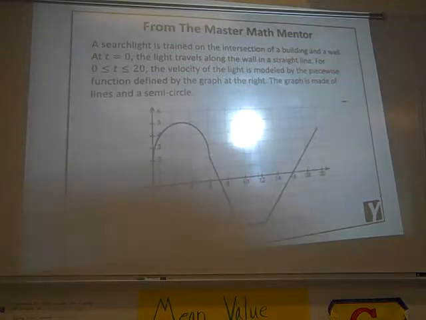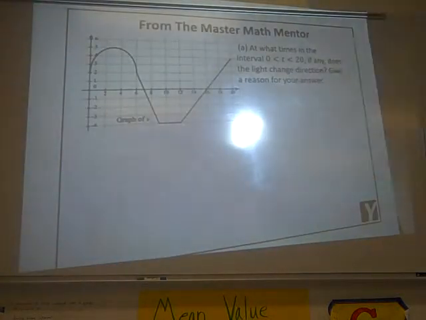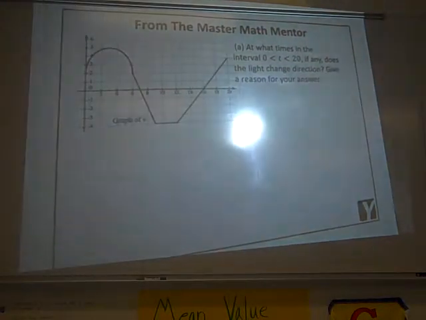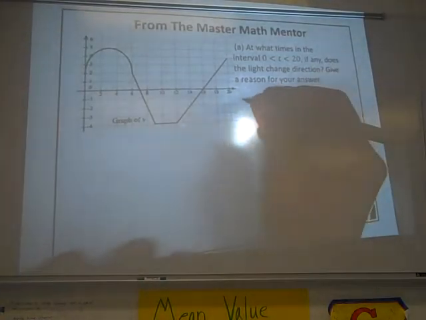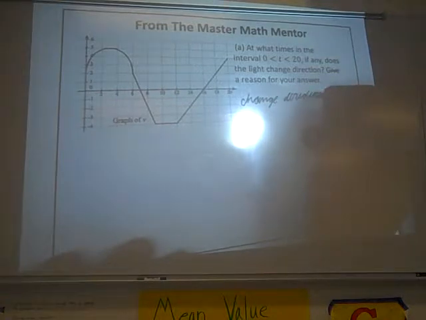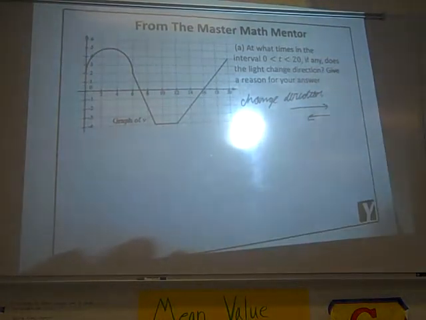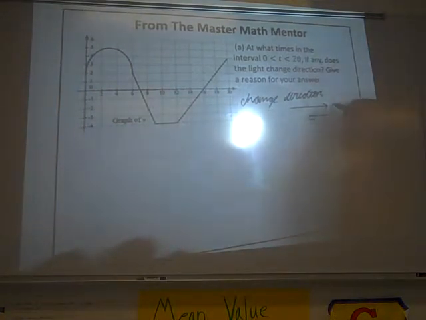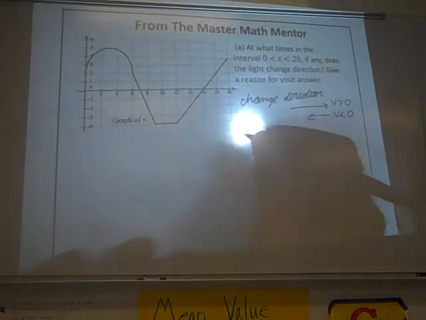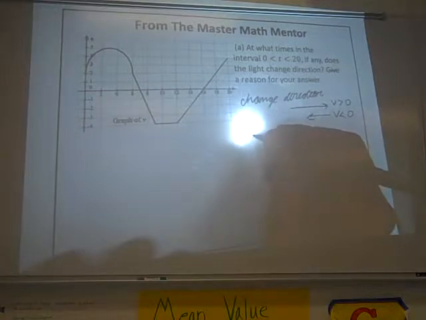Question A asks, at what times in the interval 0 less than t less than 20, if any, does the light change direction? Let's see. So what I know is in order for the light to change direction, the light is going to the right, and then it starts to come back to the left. When I'm moving to the right, my velocity is positive. When I'm moving to the left, my velocity is negative.